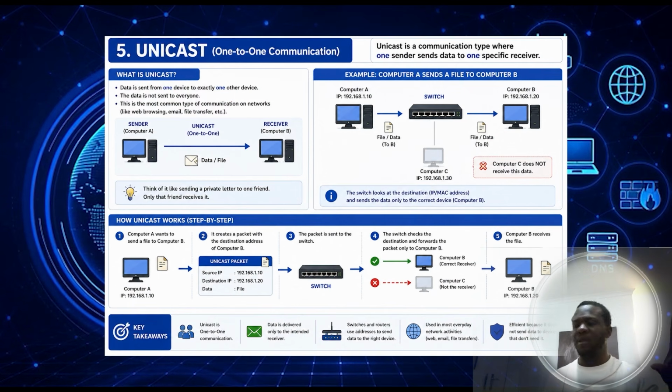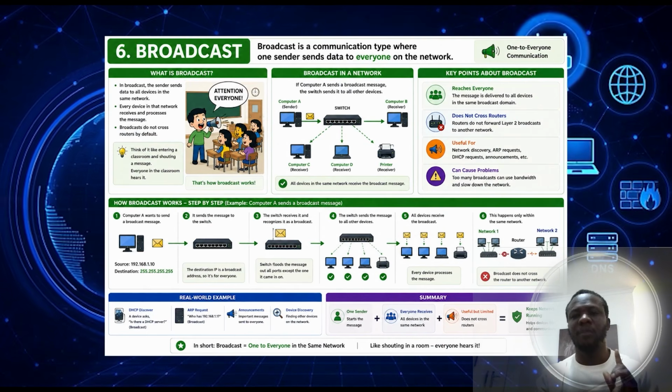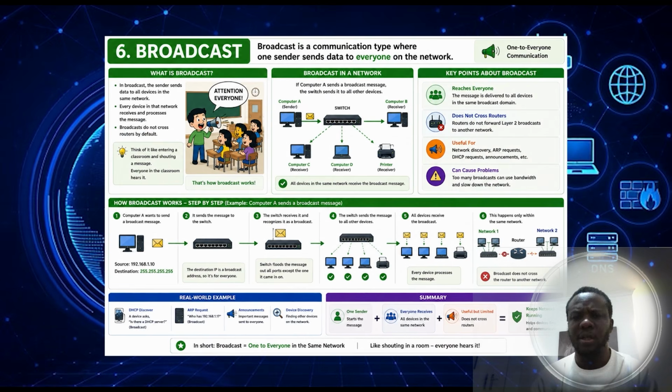We have Unicast. That's the next one we're going to do. Unicast is a communication type where one sender sends data to one specific receiver. All right. The next one we're going to talk about now is broadcast. What is broadcast? Broadcast is a communication type where one sender sends data to everyone on the network, flooding it. One person floods the whole network. That is what they call broadcast. An example of this is when they're passing an announcement. Broadcast doesn't really care about your reply.